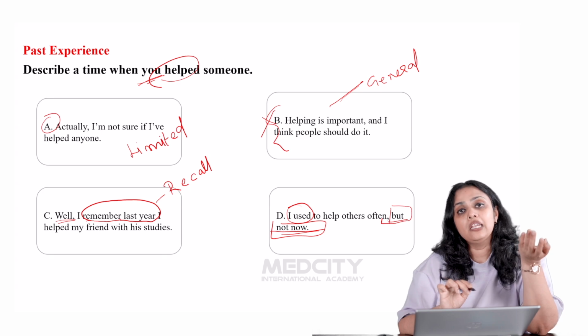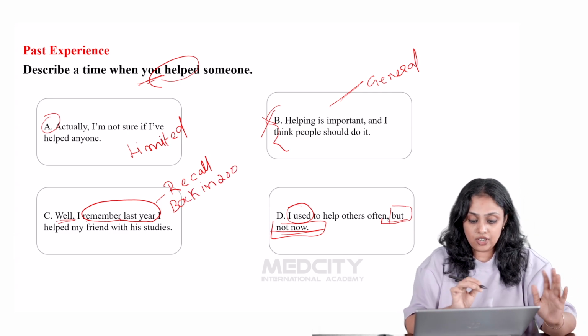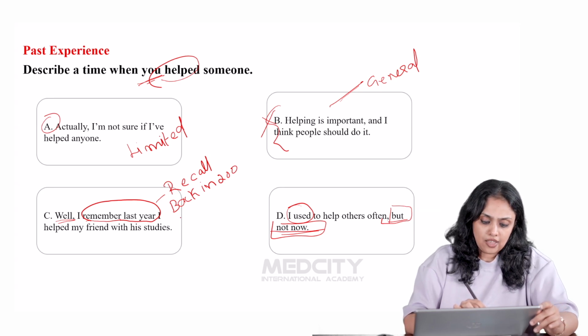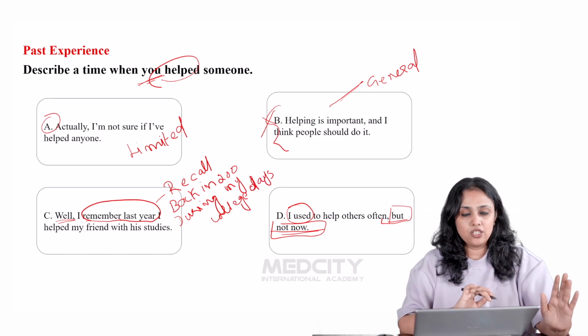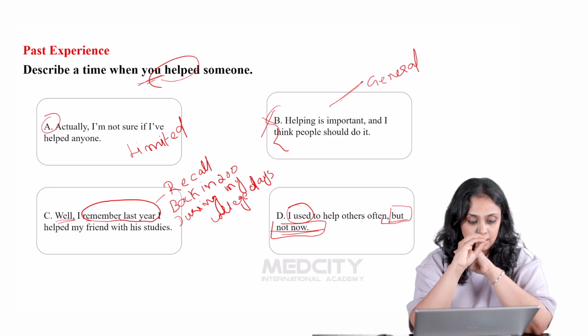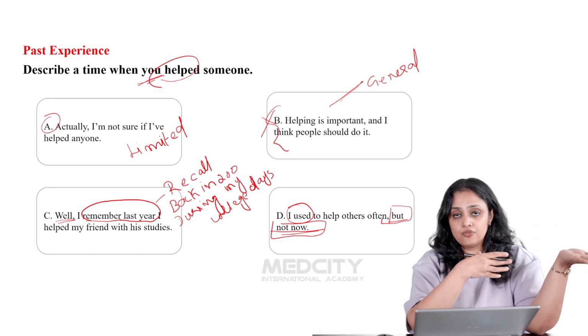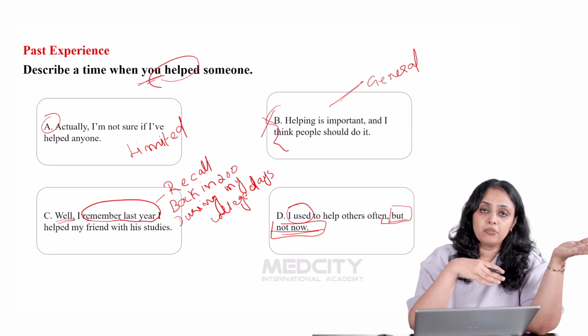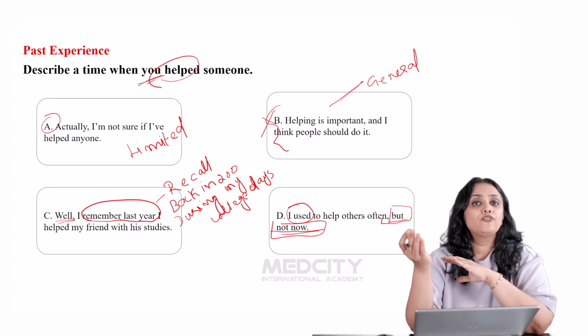How did it start? I remember last year, or you can go for phrases like back in 2000. Again, you're recalling something from the past. Or you can say that during my college days. This is again a kind of reference to the past. So you just put in that recall statement. I remember last year, or in 2015, or in 2005, or you can say back during my college days, I used to help. So you start off, you give an opening, and then you unfold the story.